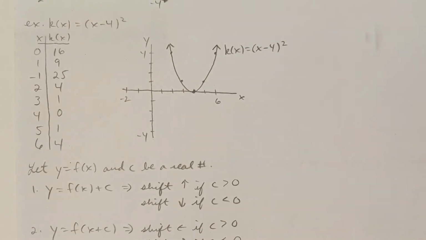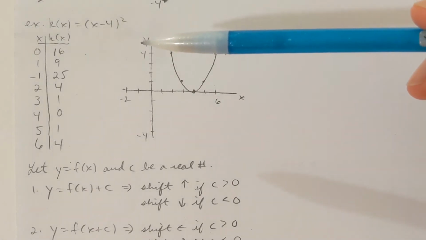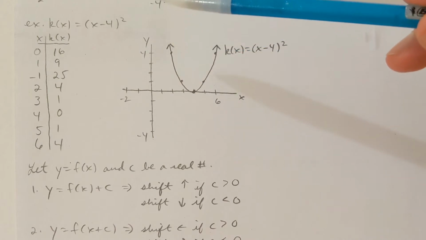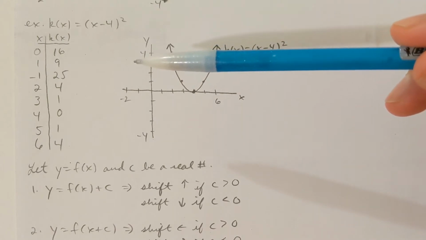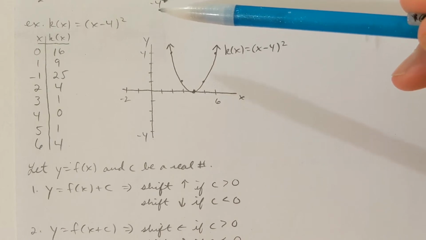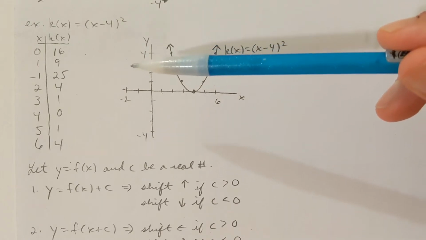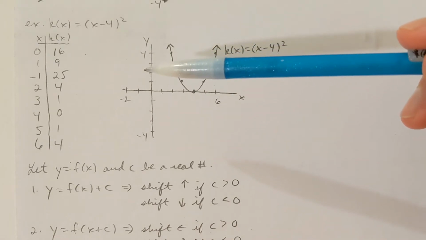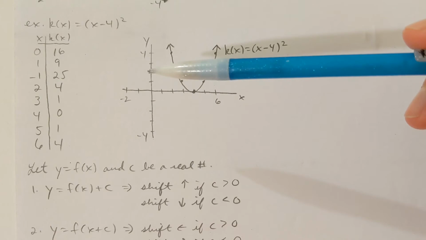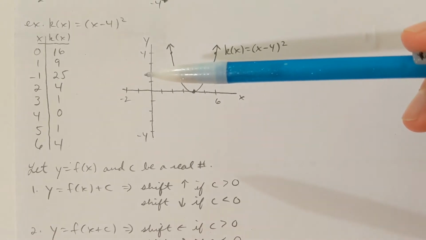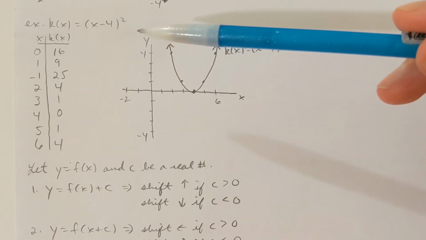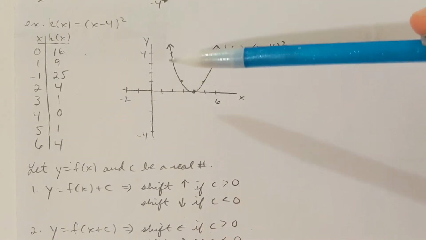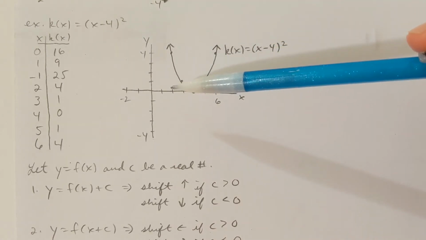Let's graph k of x equals x minus 4 squared. Well, if x is 0, k of x is 16. That's way off the scale that I've got there. If x is 1, we get 9. That's about right here. If x is negative 1, that's way further off the scale that I've got there. So why don't we stick with positive numbers bigger than 1. If x is 2, 2 minus 4 is negative 2. Squared is 4. Here's 2, 4 on the graph.